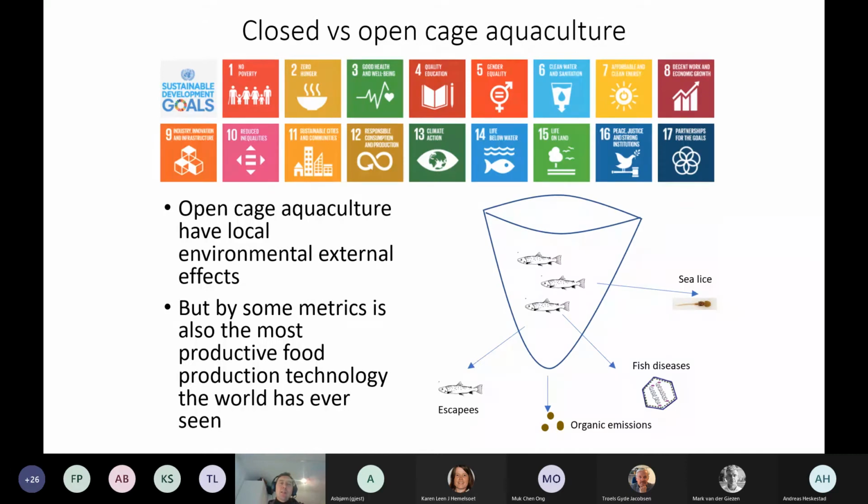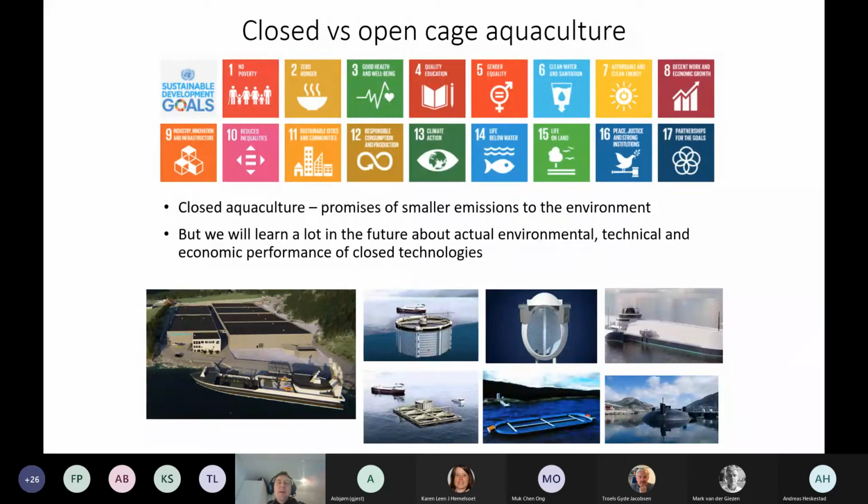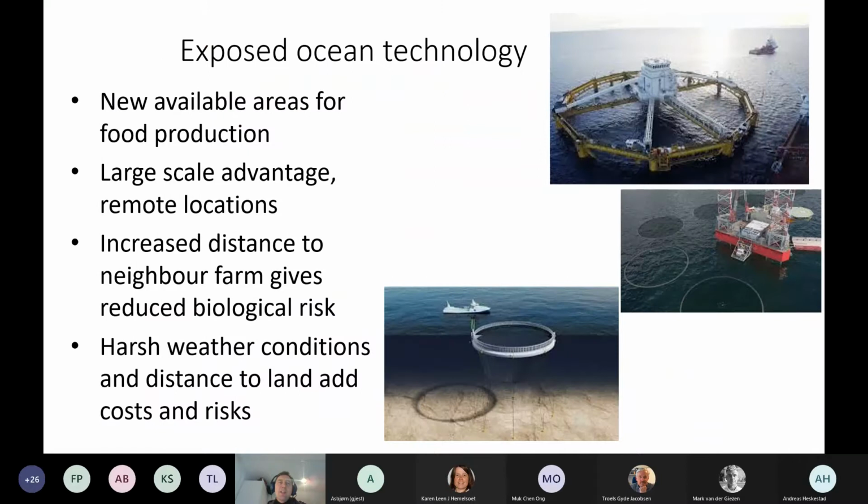Closed farming is by many metrics the most productive food production technology the world has ever seen. If you look at closed aquaculture, there are promises of smaller emissions to the environment, but not in all dimensions. For example, when it comes to CO2 emissions, the emission per kilo of salmon will be higher for land-based farms. We're going to learn a lot about the performance of closed technologies in the future, and there's a lot of innovation that's going to take place.